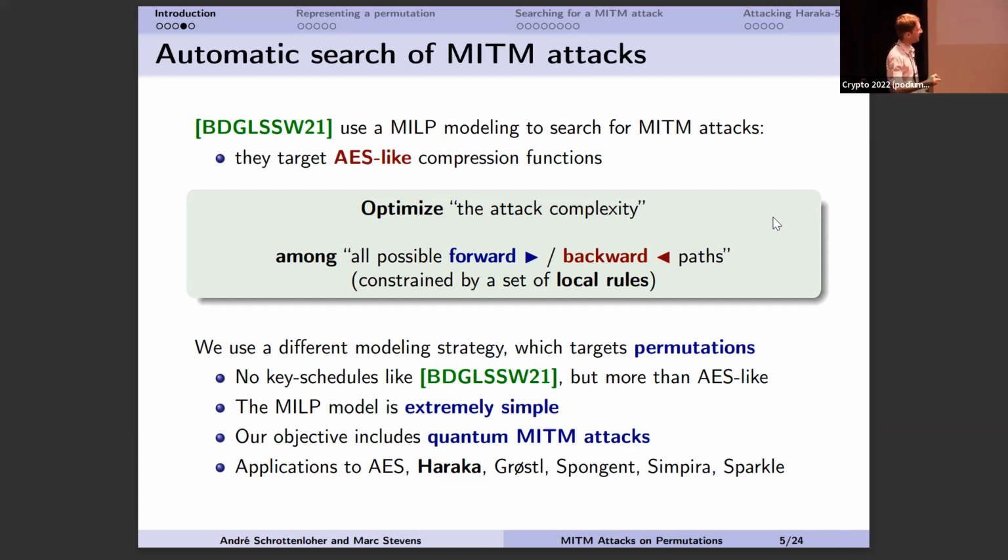But it actually allows us to target a bit more than AES-like permutations, which is good. And also, the model that we get out of it is extremely simple, so I can hope to present it during this presentation. This modeling also includes quantum meet-in-the-middle attacks, hence the result on Haraka that I just talked about. We applied it on many primitives, but I'm going to speak specifically about Haraka here.